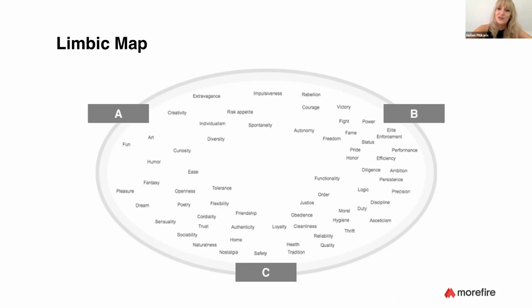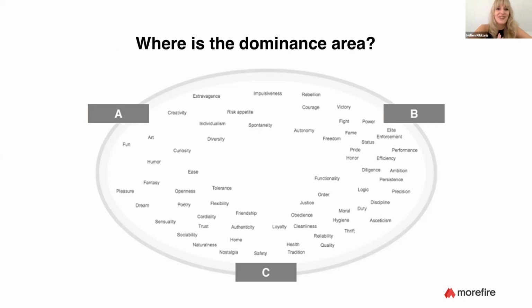And now I would like to do a little quiz. I would like to ask the audience, where do you think is the dominance area? Is it A, B, or C? When you're looking at the keywords, what do you think? Where's dominance?